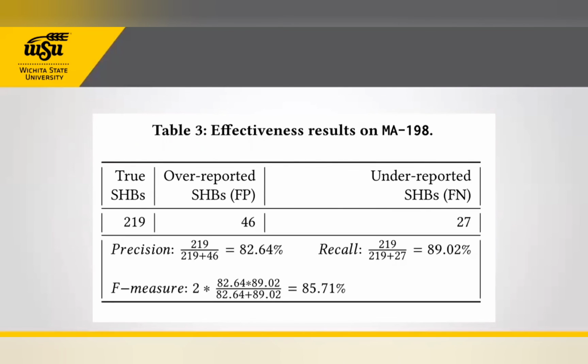Our tool has reported 265 SHBs in total. Out of this, 219 were true SHBs, while 46 SHBs were over-reported, which are false positives, and 27 were false negatives. That is, our tool missed those SHBs. We will be discussing the reasons in the next section. So this yields an F-measure of 85.71%, indicating that our tool is quite effective.